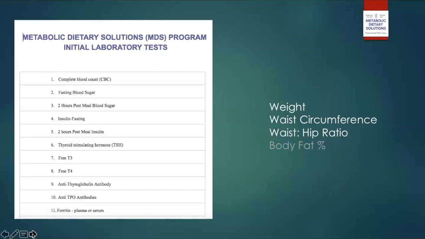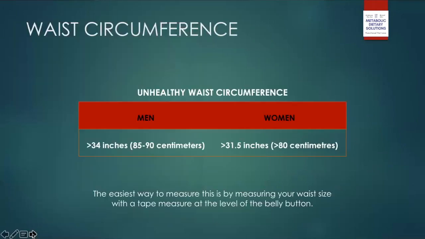So checking your waist circumference and a waist to hip ratio. So waist circumference will tell us whether you have belly fat. Now, belly fat is way more metabolically active than fat in any other part of the body. So what is an unhealthy waist circumference? For men, more than 34 inches. For women, more than 31.5 inches. So the easiest way to measure this is by measuring your waist size with a tape measure at the level of the belly button.